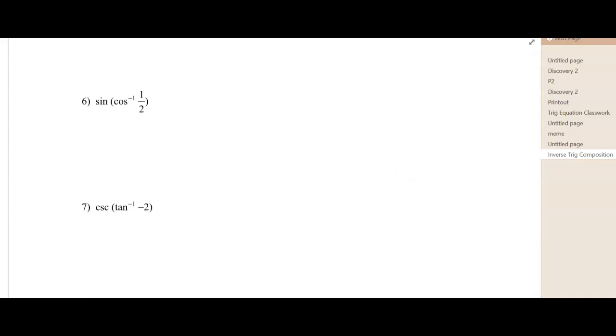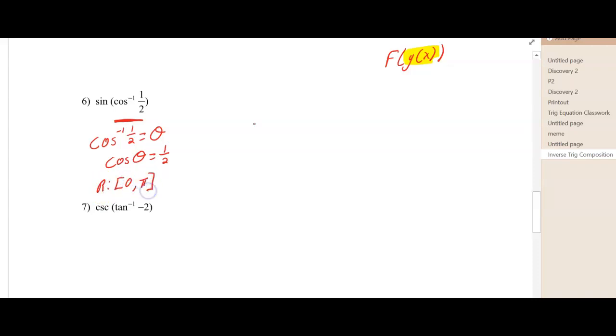If you remember from first semester, if I had f of g of x, we always started with the inside function. So for problem number 6, we start with inverse cosine of a half. Cosine inverse of a half is equal to some angle, like we did yesterday, which means the cosine of some angle is 1/2. The range of inverse cosine is 0 to pi, so we're restricted to quadrants 1 and 2.